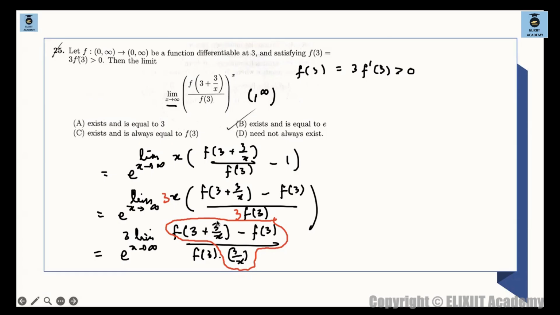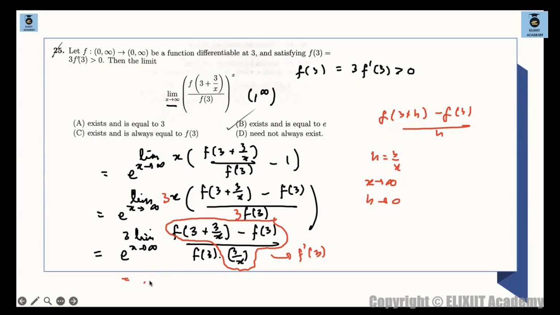So if I take 3 by x as h, we will be having f of 3 plus h minus f of 3, divided by h, where h is 3 by x. Yes or no? As x tends to infinity, h will tend to 0. So this is nothing but f dash of 3.